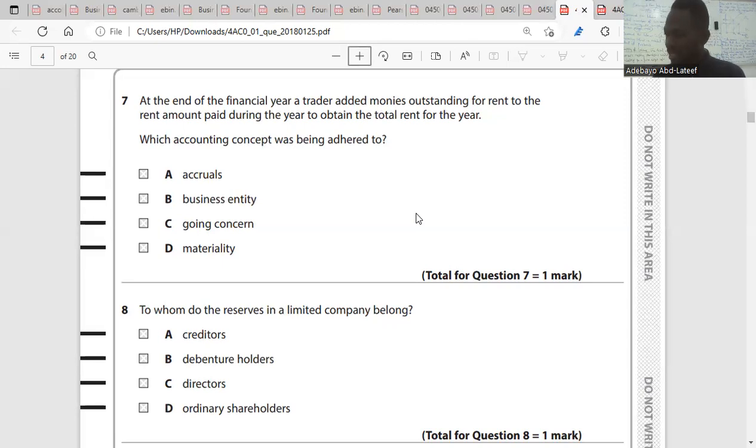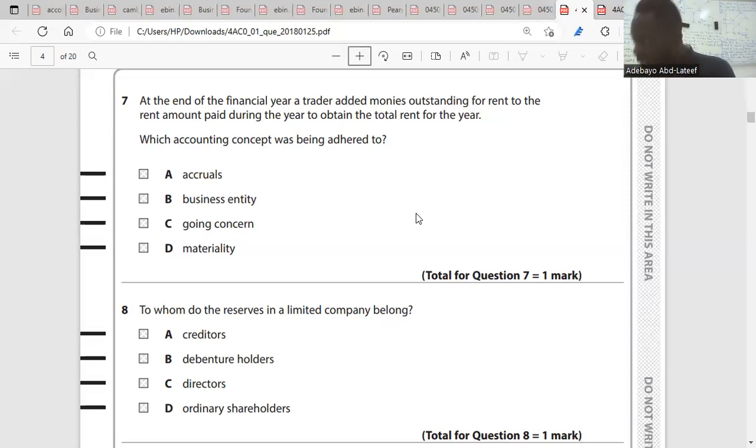The materiality. Figures, you must be able to record every transaction. Whatever you buy, whatever you purchase in accounting, you must be able to record them. So based on this transaction, they said at the end of the financial year, a trader added monies outstanding, what he is owing for rent, to the rent amount paid during the year to obtain the total rent for the year. So it means the owner of a business ensures that the money he is owing, he fully paid the money. So that means accrual matching concepts.